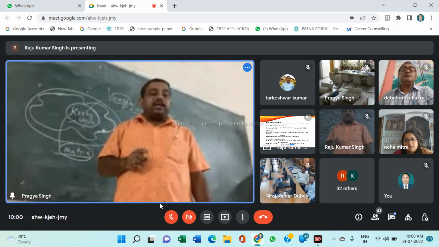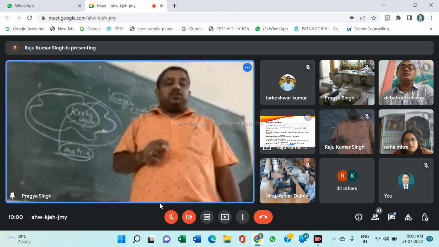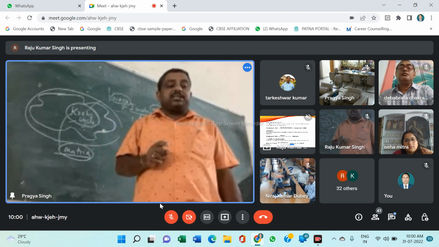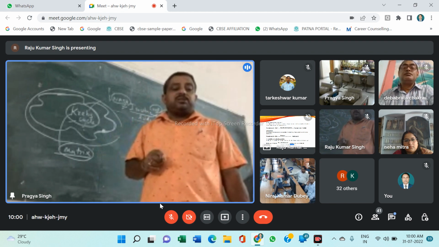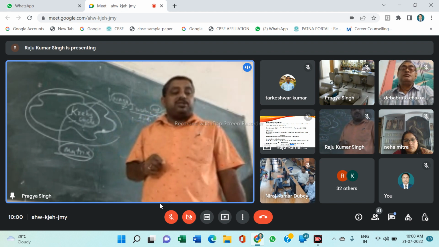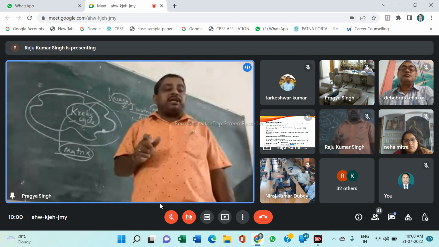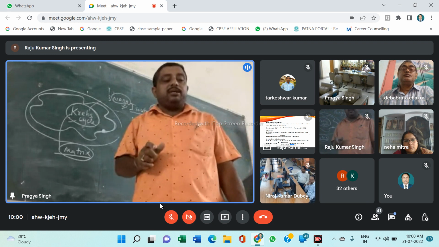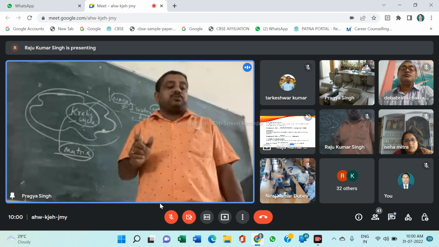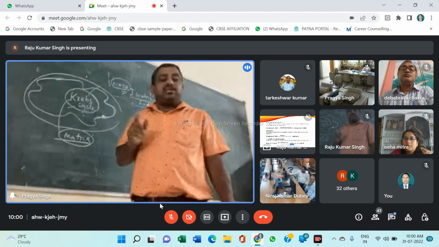Malic acid to oxaloacetic acid, here again there is a dehydrogenation reaction. Oxaloacetic acid is again a 4-carbon compound, and malic acid is also 4-carbon. In the presence of malic dehydrogenase, oxaloacetic acid is formed from malic acid. So NAD plus is changing into NADH plus H plus ions. So there is formation of NADH here.